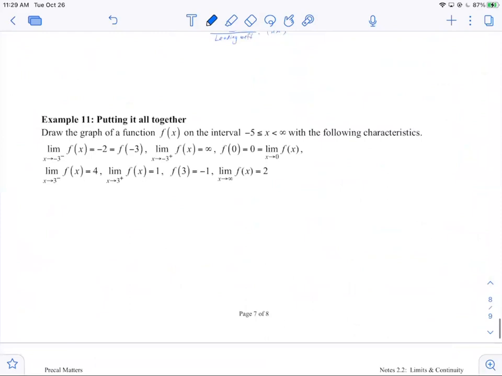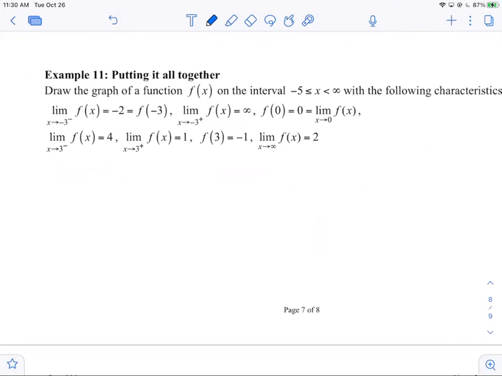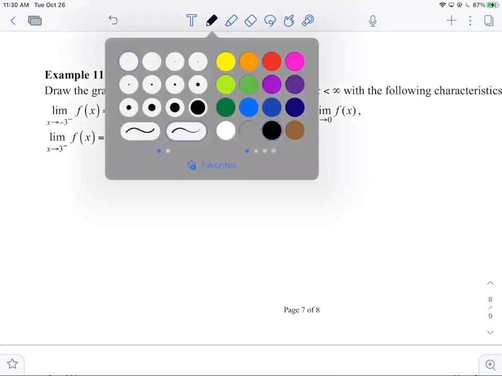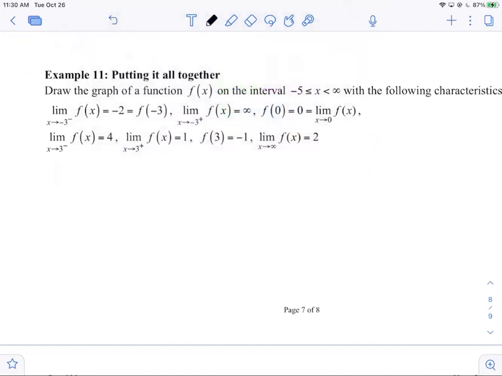All right. Example 11, putting it all together. There's a question like this on the worksheet. When you turn your worksheet in on Thursday, it shouldn't just be copying the key, because there are literally infinitely many different ways you can do these types of problems, okay? What I'm doing is I'm giving you just a couple of basic criteria that your graph need to follow. And then everything else that's not included here can be dealer's choice. So we want to graph a function on the interval from -5 to infinity that has the following criteria.